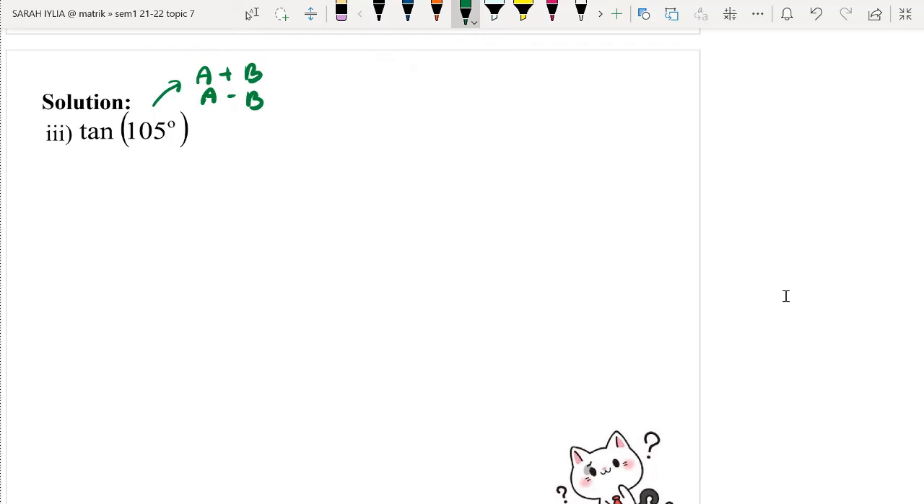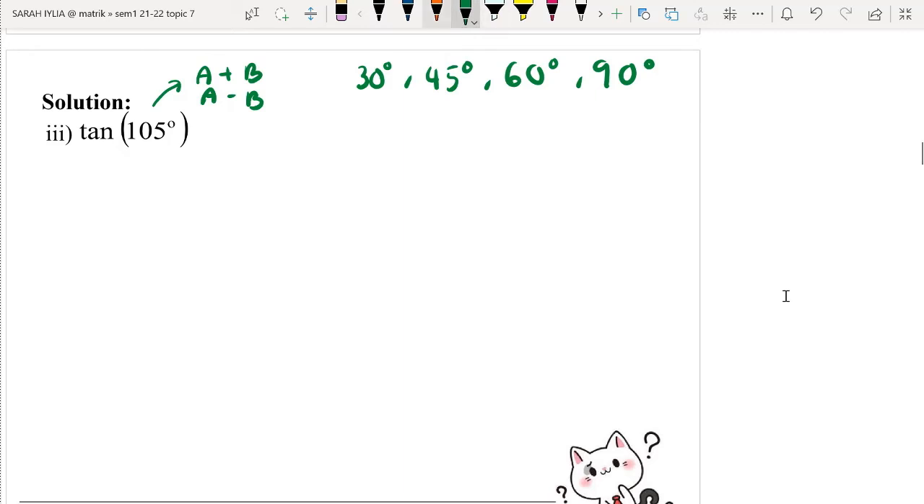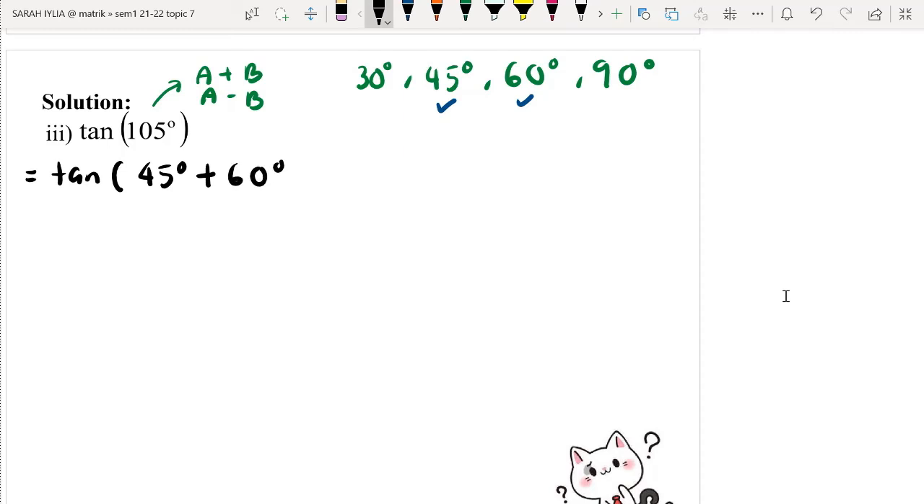Belum lagi special. So list yang kita ada is 30, 45, 60 and 90 degree. So choose any two from this list to make sure our compound akan jadi 105. So kat sini ada satu pilihan je saya rasa. Saya tak nampak ada pilihan lain pun. We can add up together 45 and 60. So we change the question now. Akan jadi tangent of 45 plus 60. Okay. And then use compound angle formula.